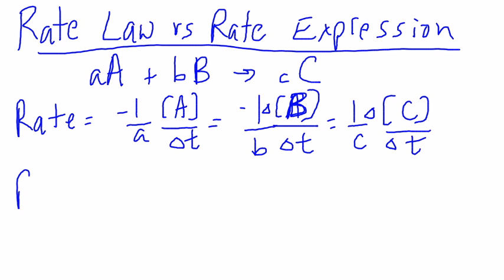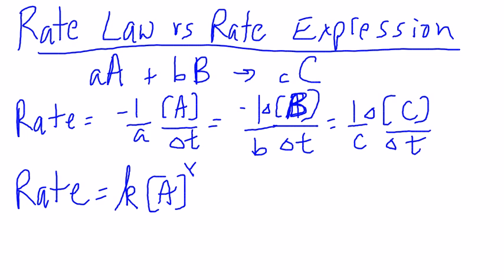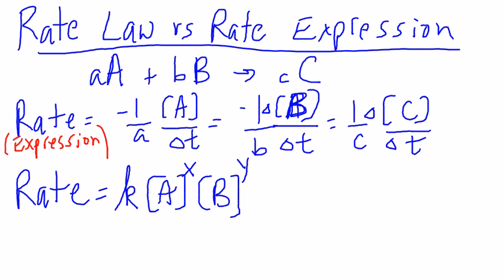The rate law, however, even though they're both written starting with rate, is equal to a constant that's experimentally derived times A raised to a certain power, I'll call it x, times B raised to a certain power called y. So they're both written rate equals, but this one is the rate expression. I'm going to put it in parentheses because we really don't write whether it's the expression or the law. You simply look at it and you can tell the difference.